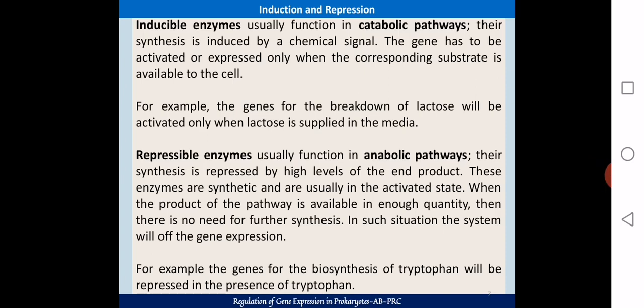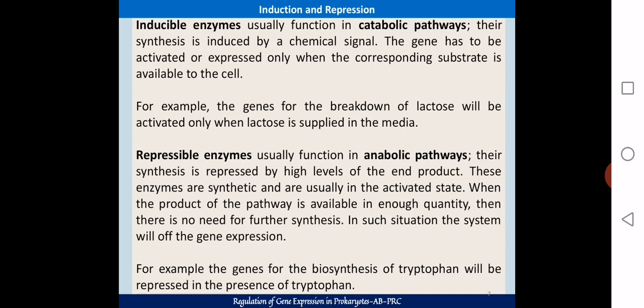Most of the inducible enzymes will be working in catabolic pathways, that means in the breakdown pathways. So their synthesis is induced by certain chemical signals, and these genes have to be activated only when the corresponding substrate is available to the cell. You can see the classical example of the lac operon, in which the breakdown of lactose will be activated only when lactose is supplied in the medium. So lactose is the inducer here, and this will induce the operon called the lac operon, and that leads to the production of enzymes which are required for the breakdown of lactose. So that is all about inducible enzymes or inducible pathways.